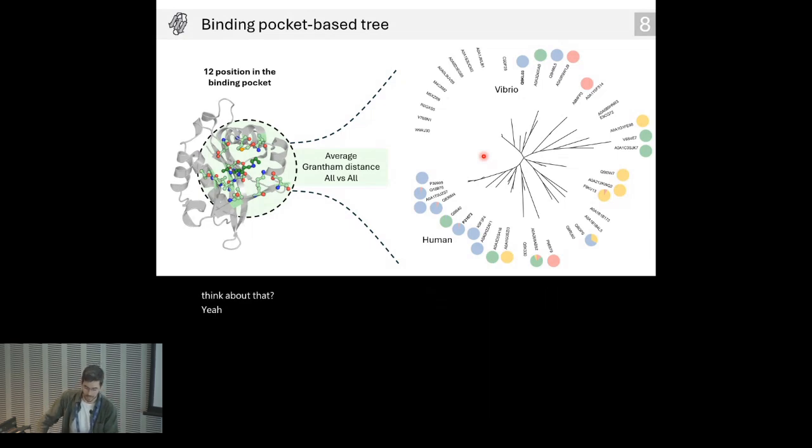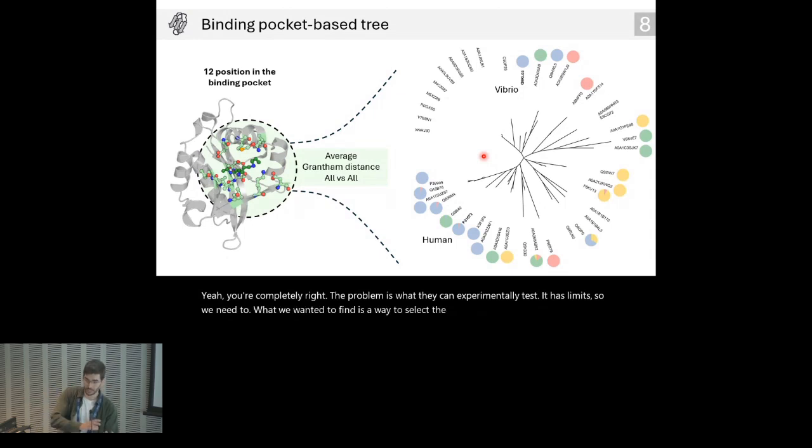Yeah, you're completely right. The problem is that what they can experimentally test has limits. So what we wanted to find is a way to select the most diverse first sequences. That's why we first cluster at the sequence level with the functional families, and then also structures, to get a good representation of the different oligomeric states. Of course, we're missing things out there, and that's why we have, for example, that lonely eukaryotic entry at the top of the tree. Probably there are more there, but just because our selection is biased by the way we did our clustering, we're missing things there.